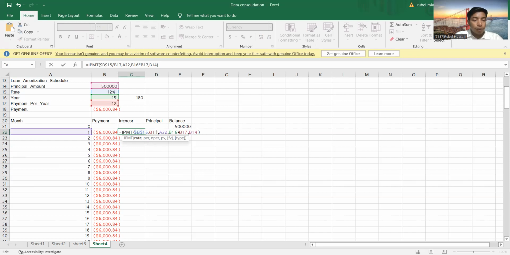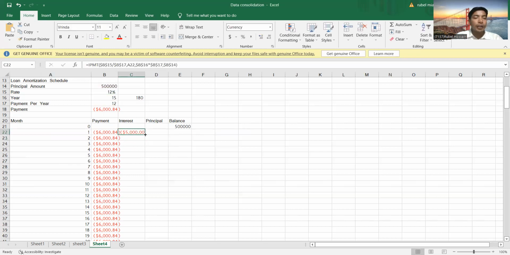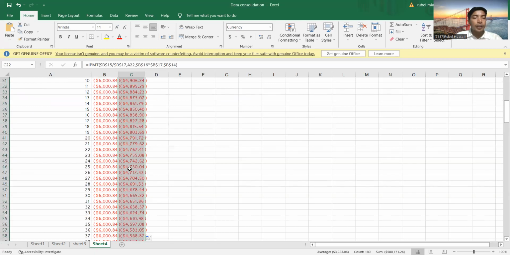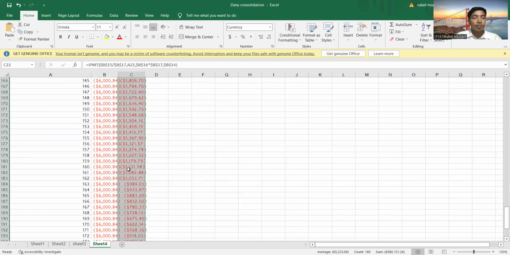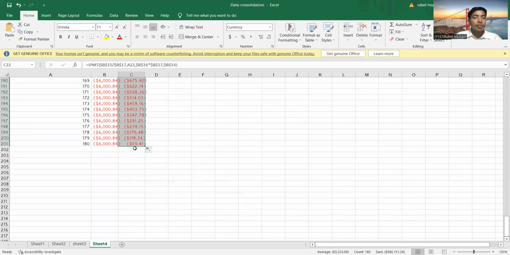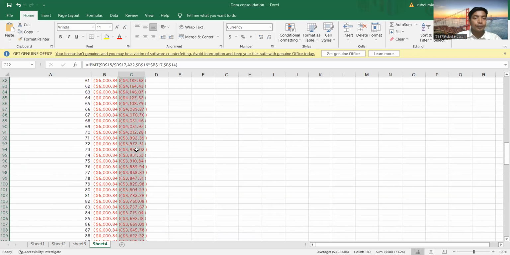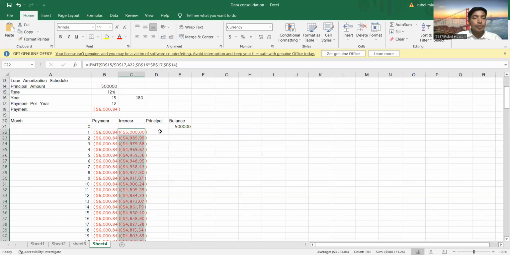Freeze every option, but we don't freeze the per option because the interest will be a changing amount. That's why we will not freeze it. So click on enter again, drag it and double click. Then here you can see for each month the interest is changing. Even in the last year the interest is $59.41. It's very interesting to calculate.